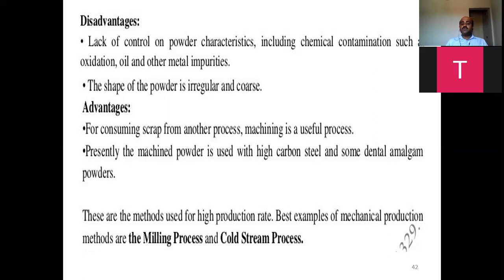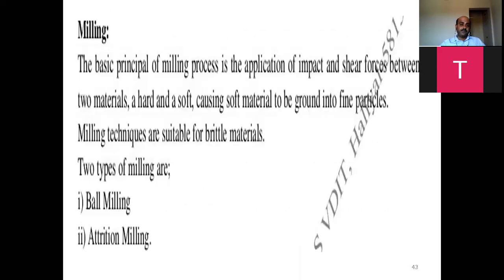Presently, the machined powder is used with high carbon steel and some dental amalgam powders. So this is what we are generally using presently. Next, these are the methods useful for high production rate. The best examples of mechanical production methods are the milling process and cold stream. Let us discuss milling. The basic principle of the milling process is the application of impact and shear forces between two materials, a hard and a soft one, causing the soft material to be ground into fine particles.